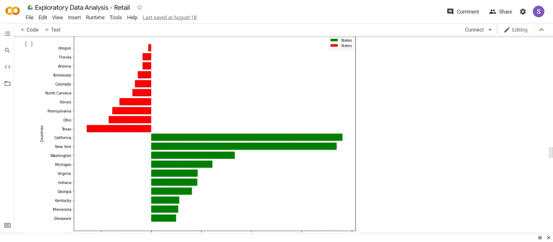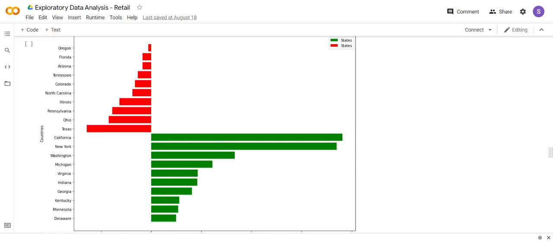and our weak areas are Texas, Ohio, Pennsylvania, Illinois, North Carolina, Colorado, Tennessee, Arizona, Florida, and Oregon. These are the weak states where the sales are not much.